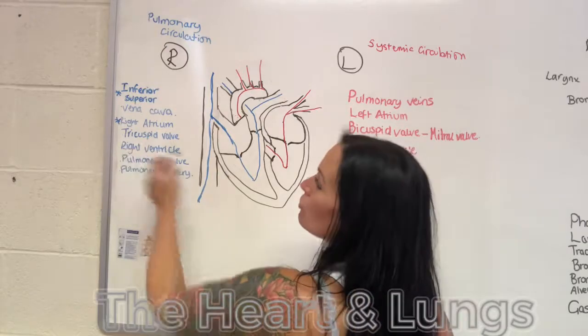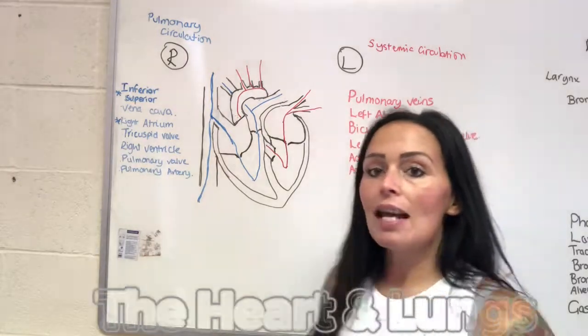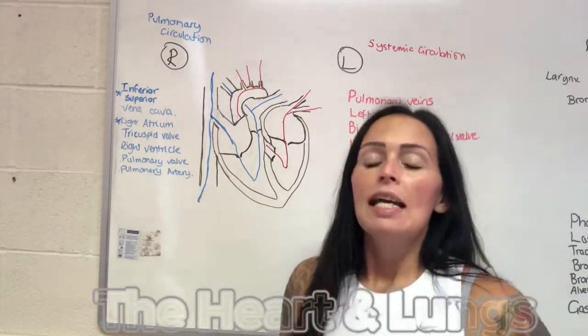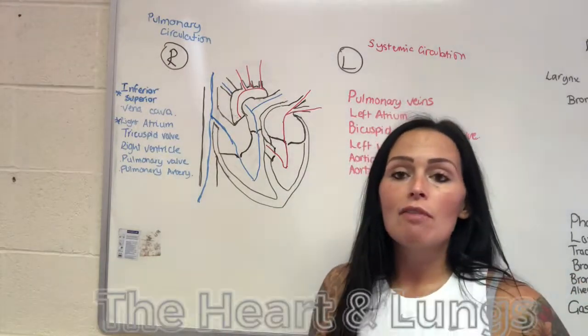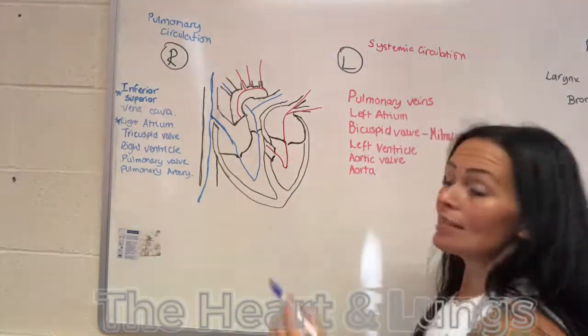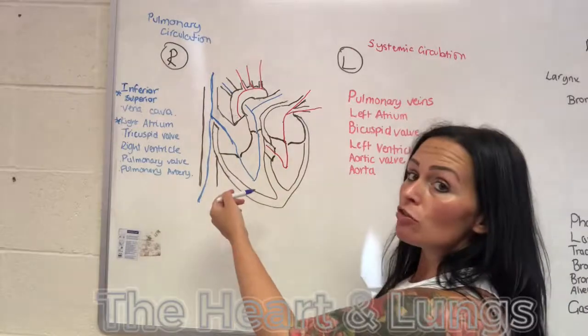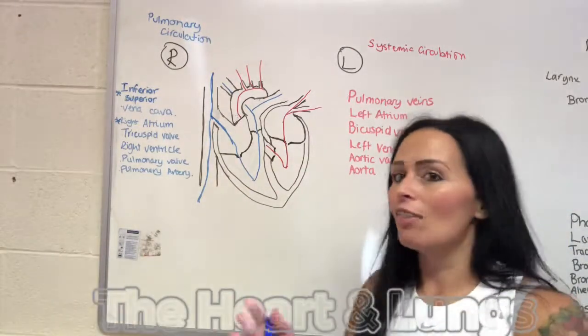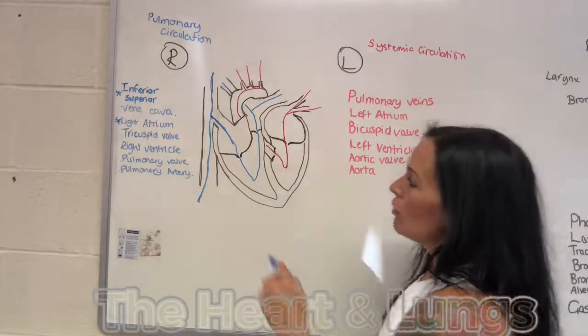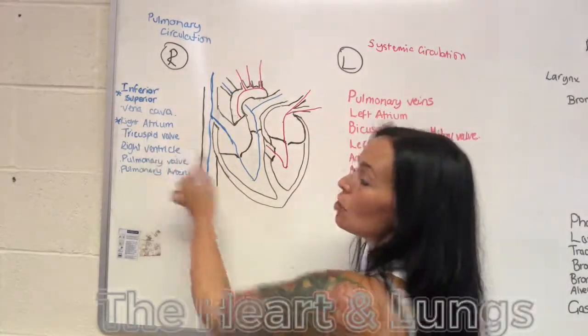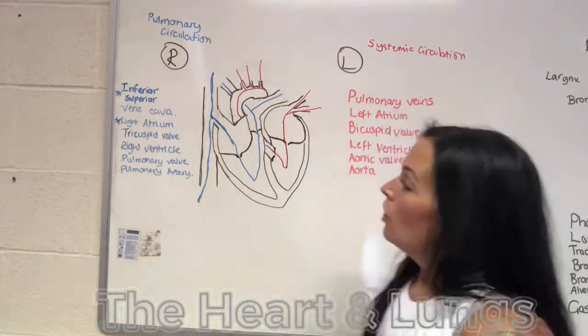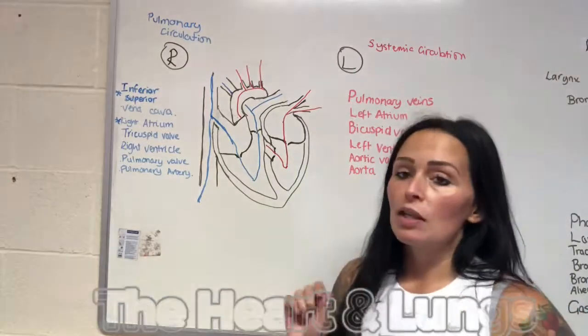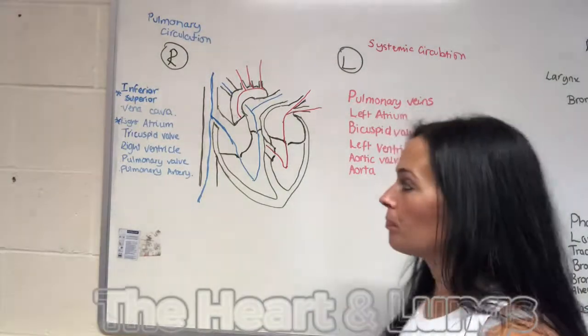It then goes through a valve. Now this is an atrioventricular valve. If you hear of an atrioventricular valve, they're referring to the valves that separate the atrium and the ventricle. So the answer is there in the question. Atrioventricular valve. So this one is called the tricuspid valve. The reason it's called tricuspid is because it has 3 cusps.